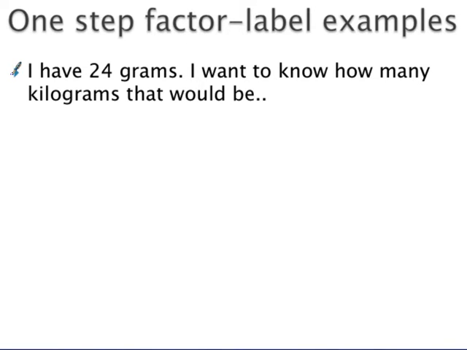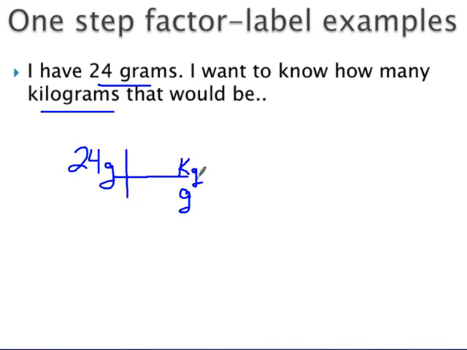So here's the first example we have. I have 24 grams. I want to know how many kilograms that would be. For all these problems, you always start with what you're given, 24 grams. So to do the factor label method, how I like to do it is to draw a little T-chart like this, and what I want to get rid of goes on the bottom. That's grams. What I want to get, kilograms, goes on top.